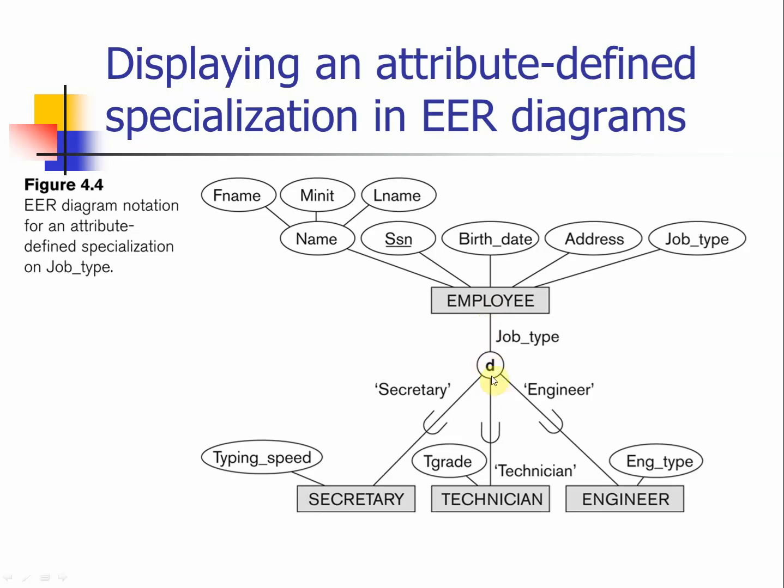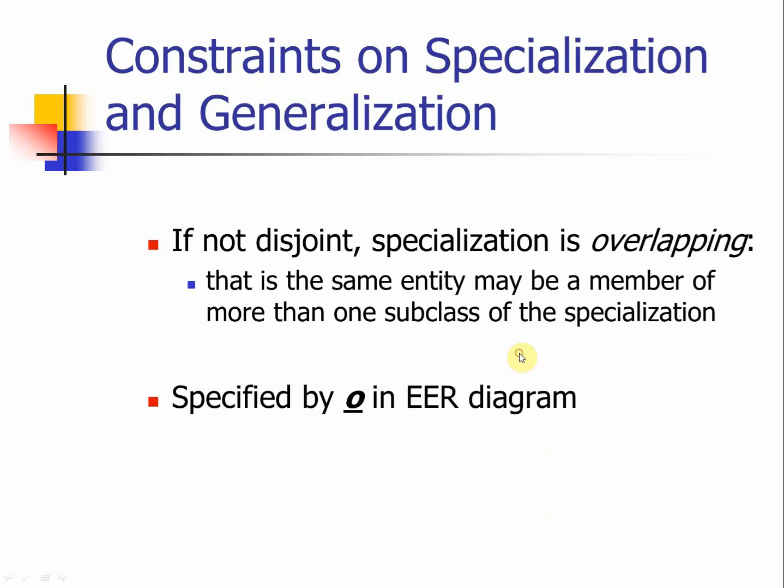If we put a D over there, indicating that you can choose either secretary or technician or engineer. You cannot be a secretary and at the same time be a technician because you put a D over here. If you put a double line over here, indicating that employee has to choose one of the job roles, that means there are only 3 job roles in the employee operation. So those are the combinations of the constraints to have different meanings.